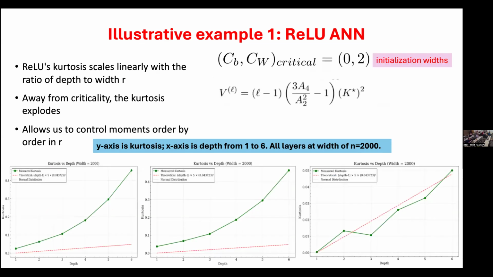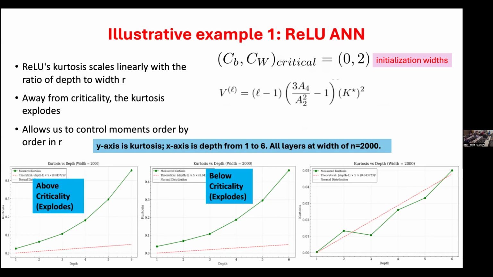The other thing that's important is we go to the next moment in our distribution, since we're only keeping even ones around. If we look at the kurtosis, the 4-point interaction, this theory promises that if we're at criticality, the kurtosis is going to scale linearly with the ratio of depth to width. And if we're away from criticality, it's going to get very, very large, very, very fast. So we can see that again, if I'm above or below these values, I get an exploding kurtosis. But if I'm at criticality, I get something that's roughly linear.